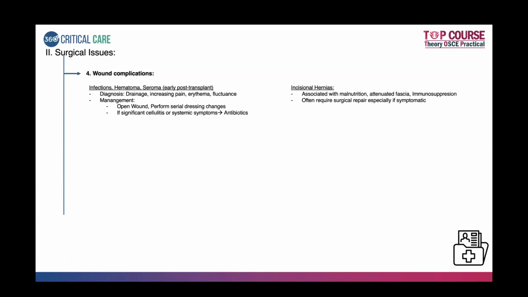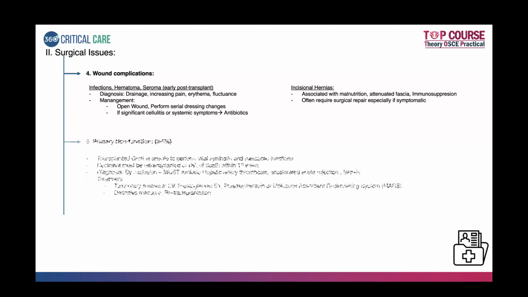Another wound complication is incisional hernias. They are often associated with preoperative malnutrition, attenuated fascia, or immunosuppression, and they often require surgical repair, especially if symptomatic, meaning there is a possibility of obstructive symptoms starting to occur. And then primary non-function.